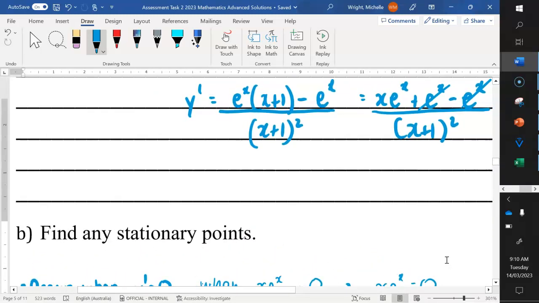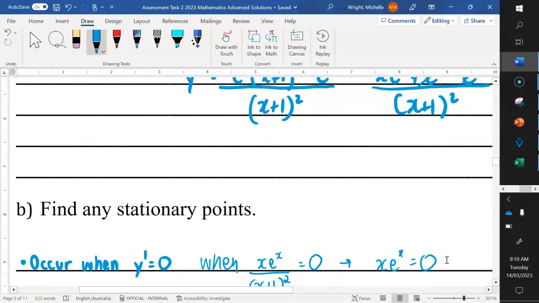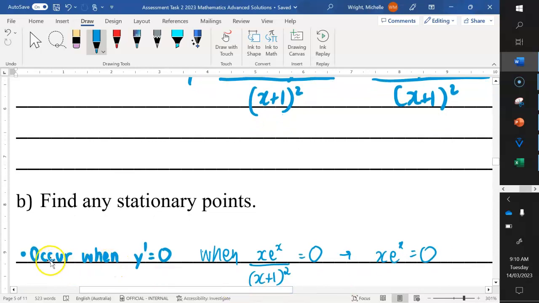Part B wanted us to find any stationary points. So what you needed to remember is that stationary points occur when the first derivative is equal to 0. So y dash is equal to 0, and we found that up above. So here's my y dash from part A. I set that equal to 0.